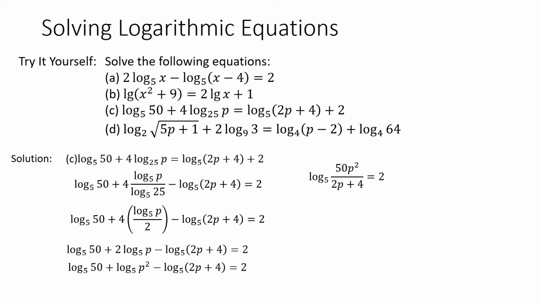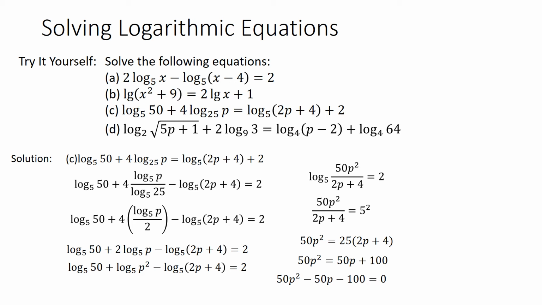Now the left hand side with a single log, the right hand side with a constant, we can apply the anti-log law, which will be 50p squared over 2p plus 4 equals 5 squared. And we get 50p squared equals 25 times 2p plus 4. 50p squared equals 50p plus 100. Hence 50p squared minus 50p minus 100 equals 0. Divide everything by 50, we get p squared minus p minus 2 equals 0. Factorize, p plus 1, p minus 2 equals 0. Hence p equals negative 1 or p equals 2.